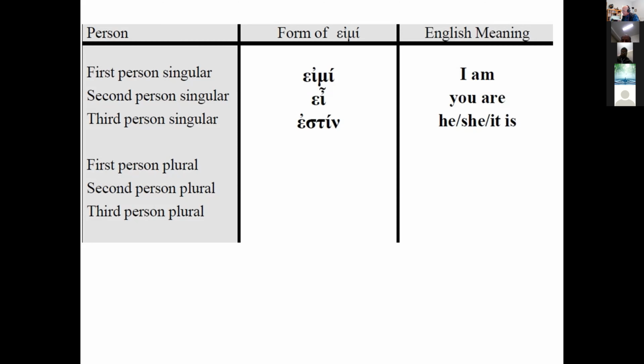This table is on page 64. So you need to learn this table on page 65. On page 65, you need to learn this table by memory. And the rest of the table is esmen, este, eisin. We are, you plural are, they are. Notice that in Greek, we can always tell if it is a singular you being addressed, you are, or a plural you, a group, este.